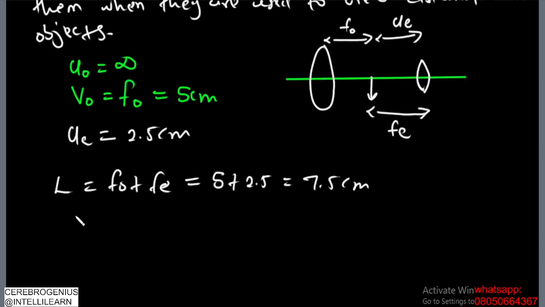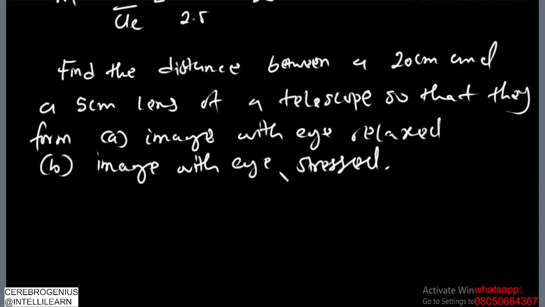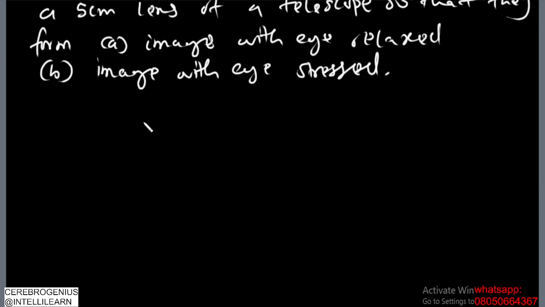And you can also find the magnification. And the magnification is f0 over ue, right? So the focal length of the objective is 5, over ue, which is still fe in this case, which is 2.5. So which is 2. So the magnification is going to be 2. Let's try another one. So what are we going to do to this question?